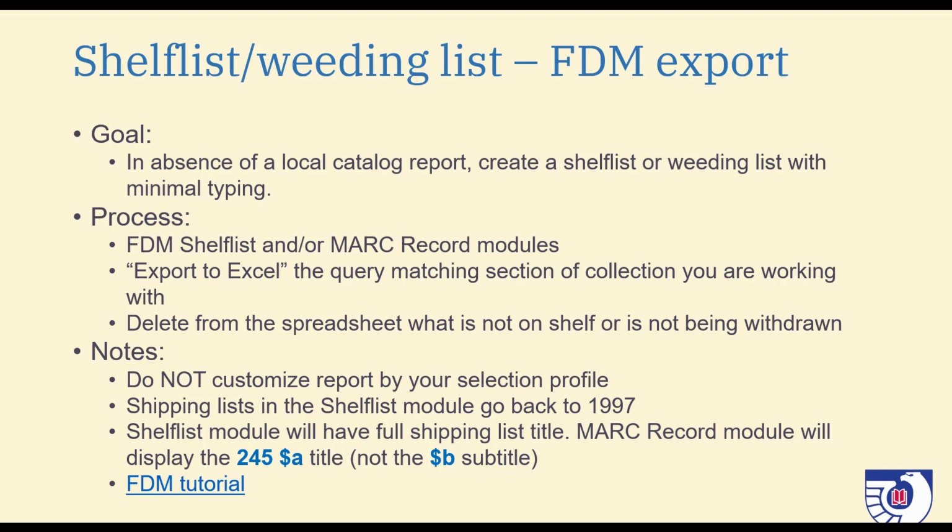You do need to keep in mind that shipping list and the shelf list module go back to 1997, and the shelf list module is going to have the full shipping list title, which is usually a little bit more complete than the MarcRecord module, because the MarcRecord module, obviously, has the entire title, but it only displays the 245 subfield A title. It does not display the subtitle, which is contained in the subfield B. So when we just export to Excel, we're not going to get that subfield B information, which is a little bit of a downside, so pro and con there.